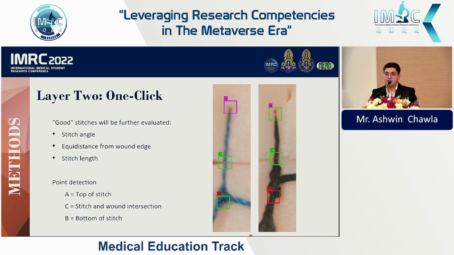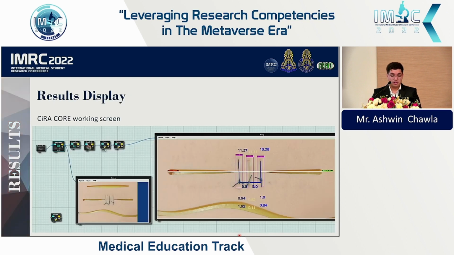After the AI detects a good stitch, the good stitches will then be further evaluated for stitch angle, equidistance from wound edge, and the stitch length. This will be done through point detection by putting the points A, B, and C. A being top of the stitch, B bottom of the stitch, and C the center of the stitch and wound intersection. So this is the results display of our Sirindhorn working screen.